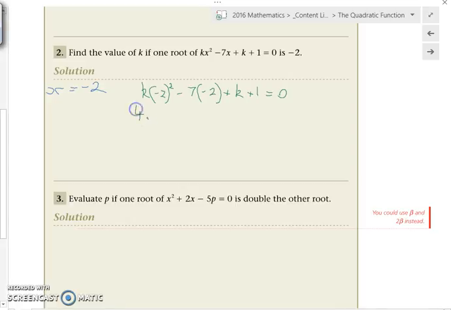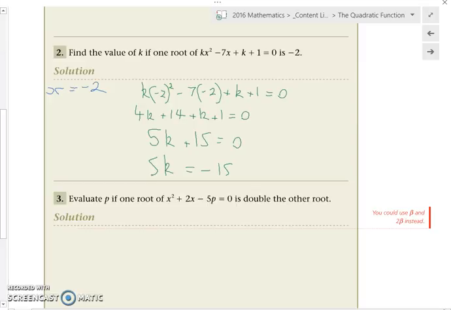So we get 4k plus 14 plus k plus 1 equals 0. My k's are starting to look like 12s, I apologise. 4k plus k is 5k. 14 plus 1, anyone? Anyone? Thanks. 15 equals 0. K. 5k equals minus 15.